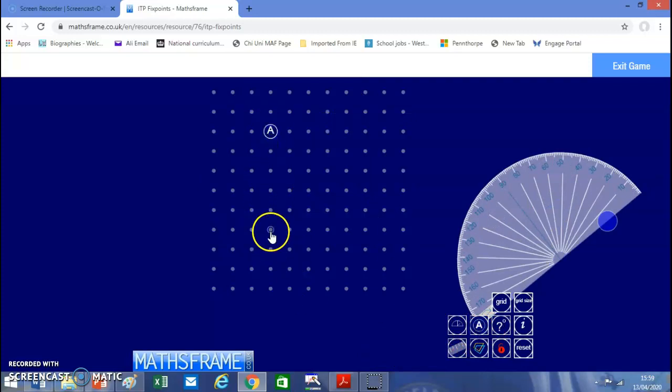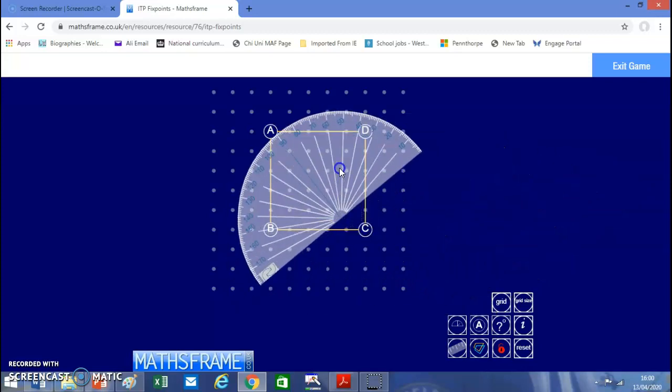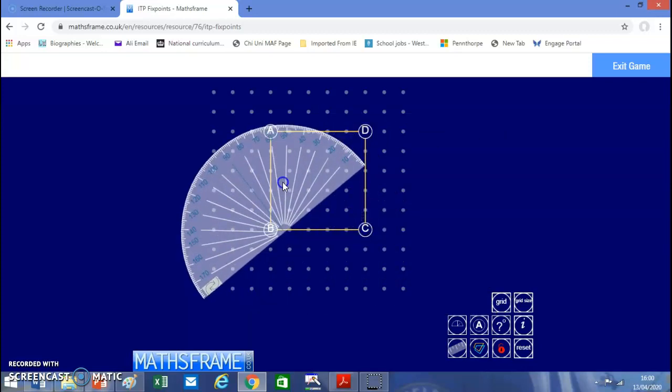Here we go, is that a square? 1, 2, 3, 4, 5. 1, 2, 3, 4, 5. Yep. If I give this shape 4 equal sides, I know that each of these angles will be a right angle, because that is the amazing property of a square.